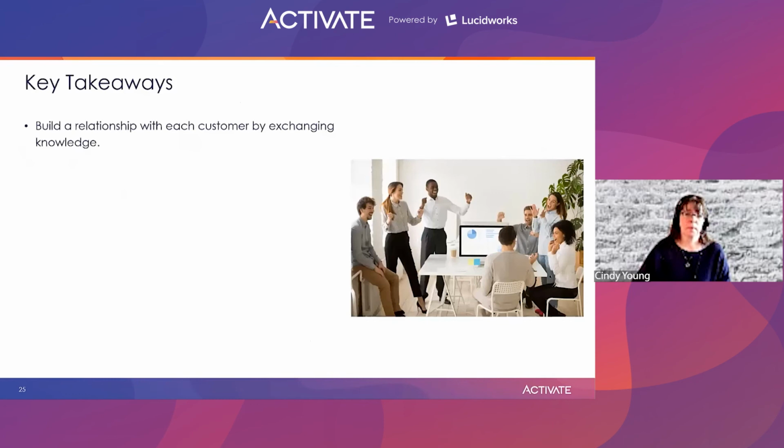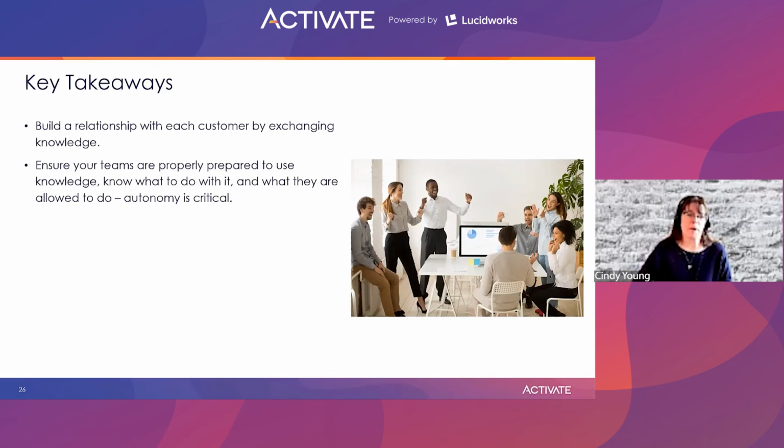So there are 5 takeaways, and they're not all inclusive of all the things we've talked about, but these are in general what I want you to take away from this. I want you to build the relationships with each customer by exchanging knowledge. Because when you exchange knowledge, you are giving the customer a reason to trust you. You're giving them, hey, this person has shown that they understand what my needs are. And so they're providing it. They're pushing rather than having to have me pull. You're going to ensure your teams are properly prepared to use knowledge. They know what to do with it, and what they're allowed to do. You're giving them the autonomy to work with it and to respond to a customer the same, no matter who the customer reaches out to.